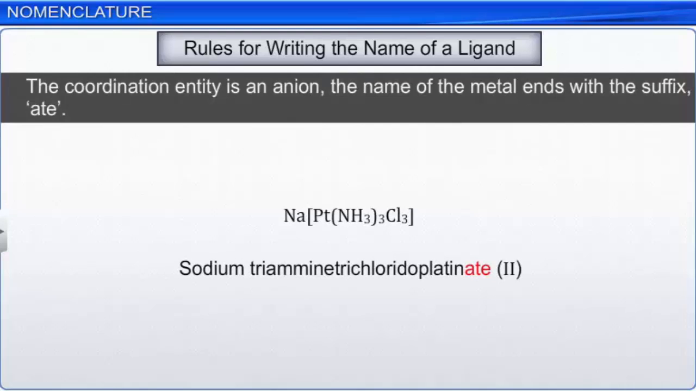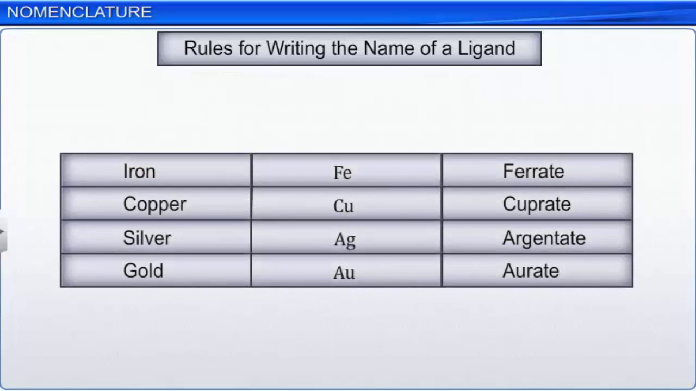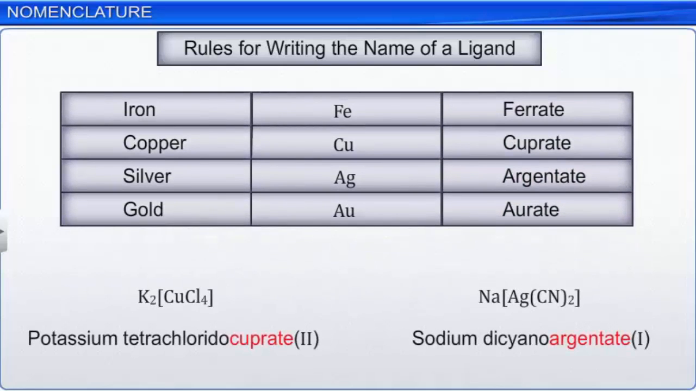For some metals such as iron, copper, silver and gold, their Latin names ferrate, cuprate, argentate and aurate are used. For example, the complex K2[CuCl4] is named potassium tetrachloridocuprate(II). Similarly, the complex Na[Ag(CN)2] is named sodium dicyanoargentate(I).